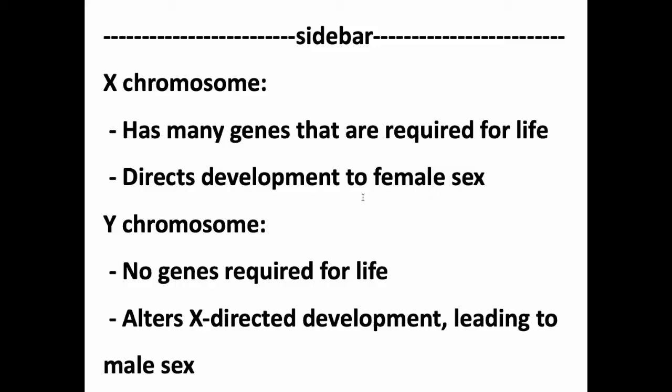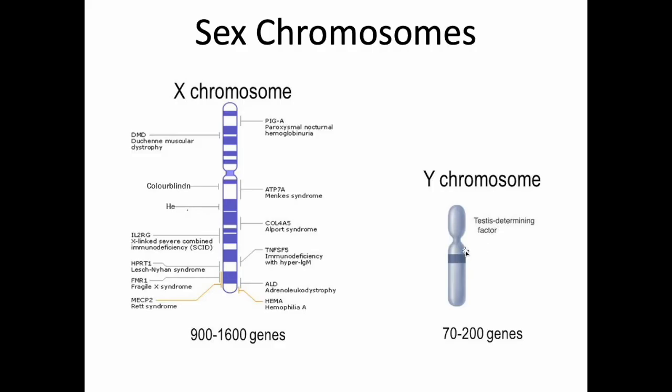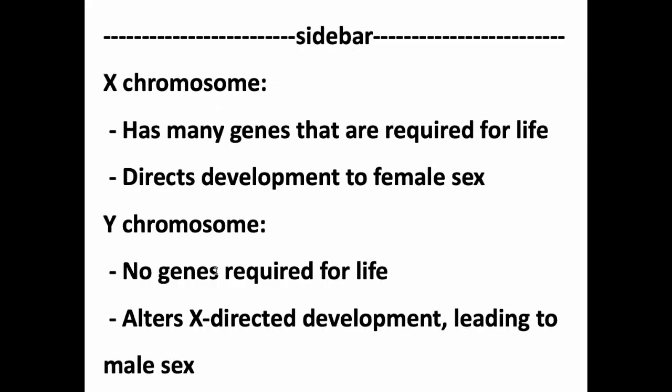The Y chromosome does not have genes that are required for life. Again, it is much smaller than the X chromosome. It doesn't have anything that we strictly need. So you can survive without a Y chromosome. About half the people on the planet are surviving just fine without a Y chromosome. Y chromosome is not required for life. And what it does is it in some ways just alters the X instructions to lead to male sex. Oh, don't build ovaries, build testes instead.